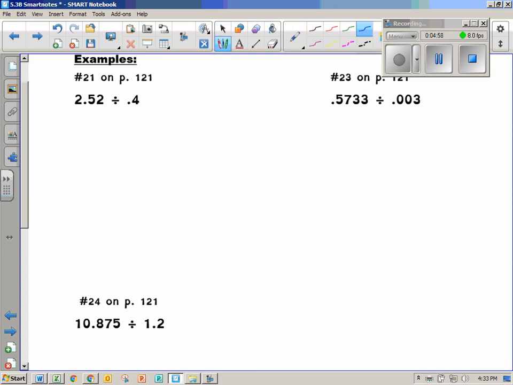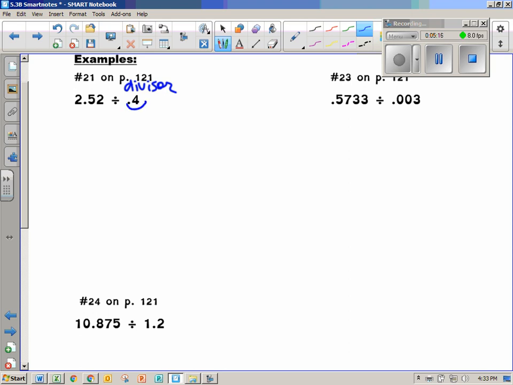The only thing you would do on scratch paper is try to figure out how many times something goes into something. So remember, this is your divisor. That's the number you're dividing by. You have to force that to be whole.